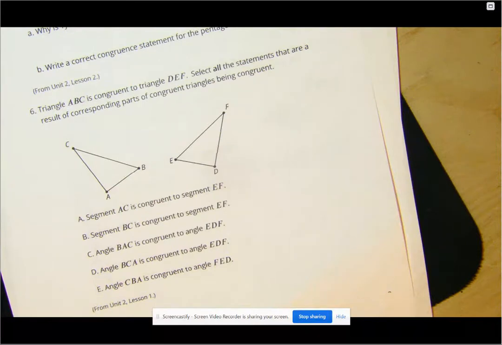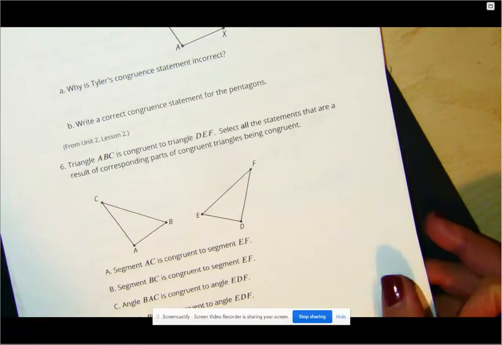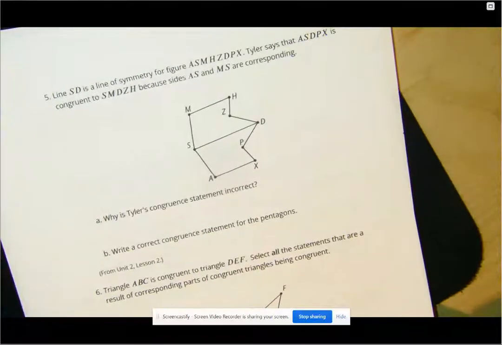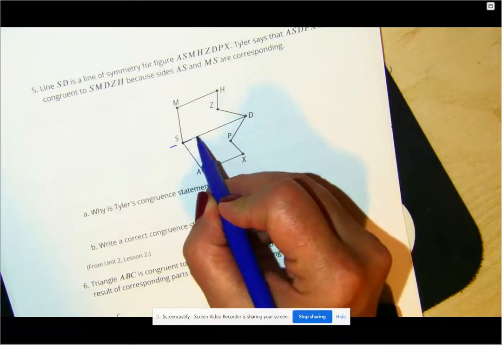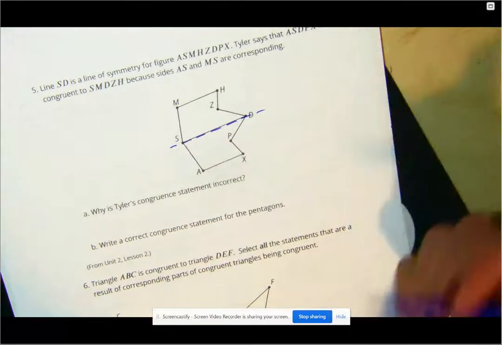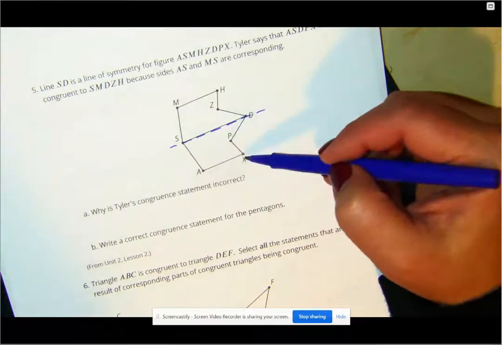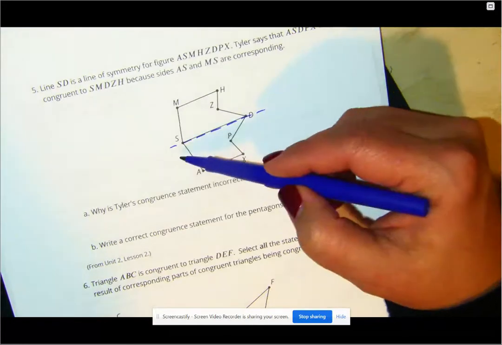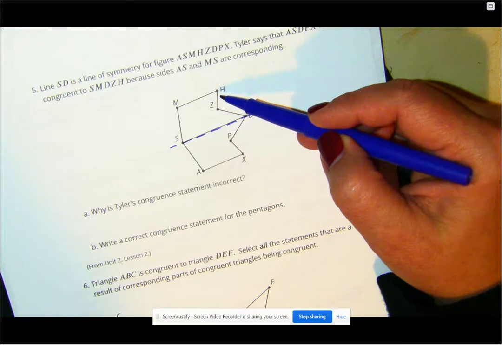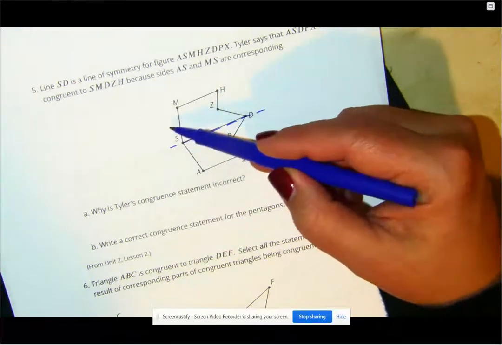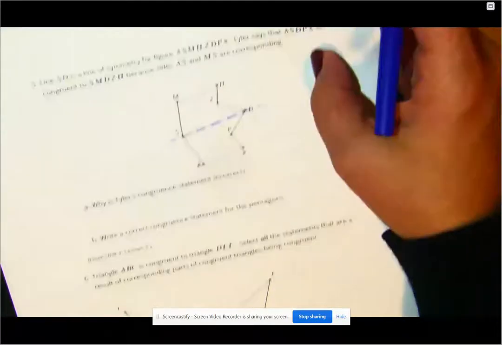Number 5, it says line SD is a line of symmetry for figure ASMHZDPX. Tyler says, so this is the line of symmetry. Tyler says that ASDPX is congruent to SMDZH because sides AS and MS are corresponding. Why is Tyler's congruent statement incorrect?